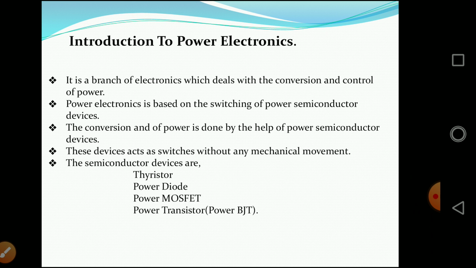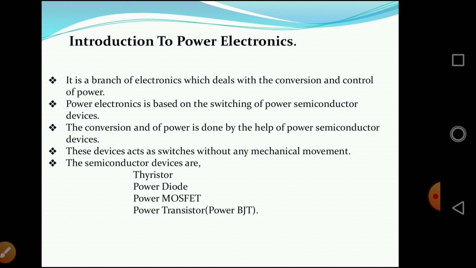Next, power electronics is based on the switching of power semiconductor devices. That is, for the conversion or the control, we use power semiconductor devices. And we know the meaning of semiconductor: a material which has both properties, it acts as a conductor as well as an insulator. When it acts as a conductor, current flows through the device, that is, it operates as a closed switch. And when it acts as an insulator, the current doesn't flow, which means it is used as an open switch.